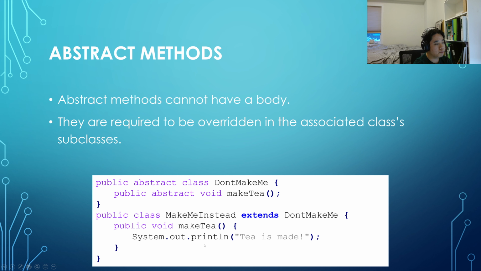So here's an example. I have the MakeMe class, which extends from DontMakeMe, and I will implement the makeT method with the return type void, and I'm going to just print a line of "T is made", and that's it.